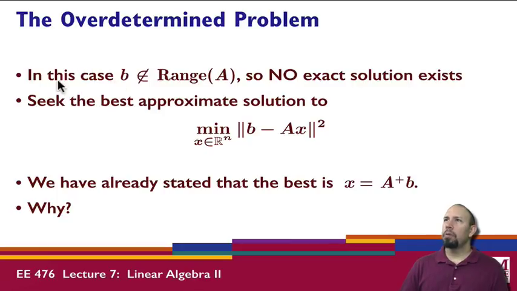So in the overdetermined problem, B is not in the range of A, and so no exact solution exists, and so we're seeking the best approximate solution. That is, we're trying to find the x that makes this norm quantity as small as possible. We've already stated the answer to this problem: x is equal to A pseudo-inverse times B. So the question is, why is that the solution?